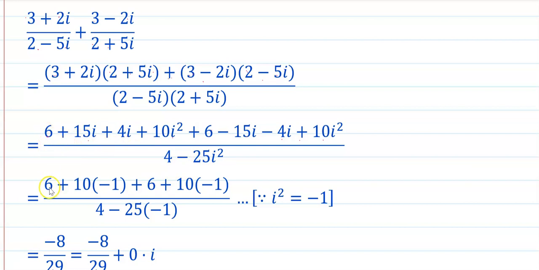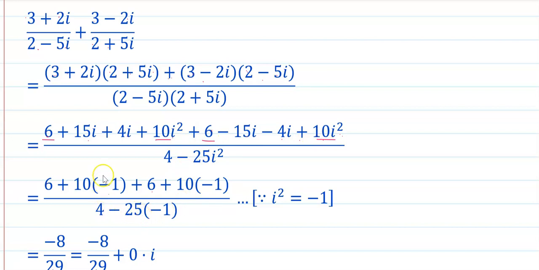This is 6 as it is. Okay. 10 into I square. And again this is 10 into I square. Okay. Collect the real part first. 10 into I square means 10 into minus 1, plus 6, plus 6, plus 10 into minus 1. Okay.